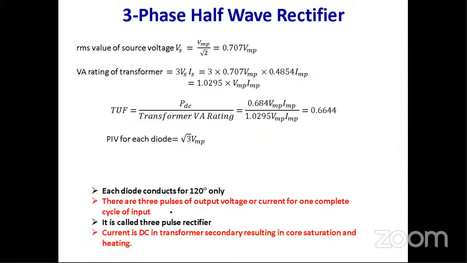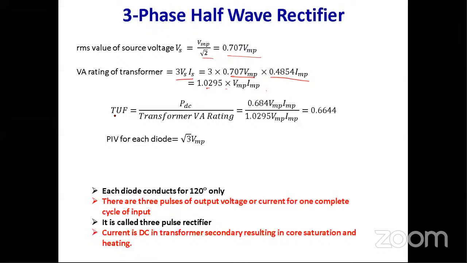Okay. Now, after calculating the RMS value of the source current, the RMS value of the source voltage is basically equal to V phase by root 2, that is 0.707 times the maximum value of the phase voltage. Now you have to calculate the VA rating. VA rating, as all of you know, is 3 into VS IS. VS is equal to 0.707 V phase and IS is 0.4854 I phase. So ultimately the VA rating of the transformer, governed by the phase voltage and phase current, is 1.0295 times VMP into IMP.